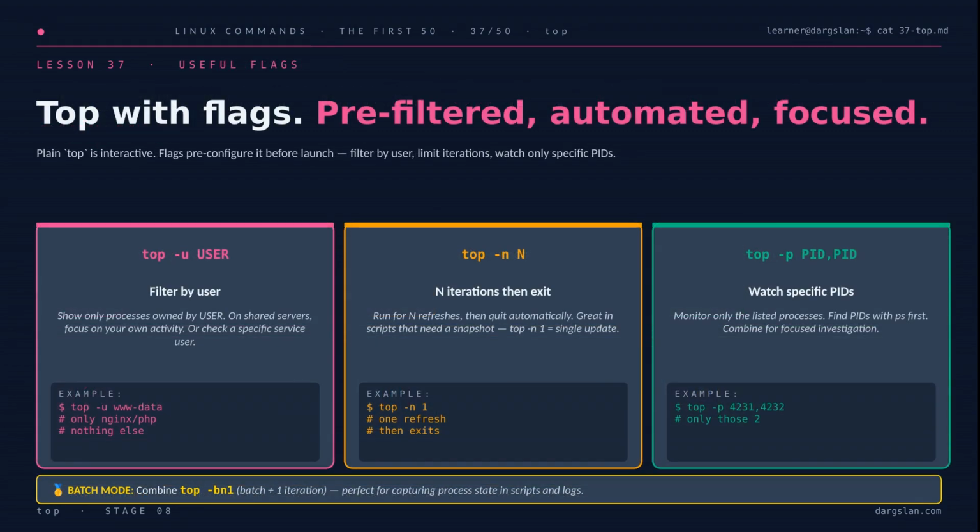Now those keystrokes are great when you're sitting at the terminal, but what if you want htop pre-configured before it even launches? That's where flags come in. Use -u to filter by a single user, like www-data, so you only see the nginx and php processes. -n limits how many refreshes it runs before quitting, handy in scripts. And -p lets you watch just specific PIDs you already identified with ps. The real power move, combine them. htop -b -n 1 runs in batch mode for one iteration, perfect for dumping process state into a log file.